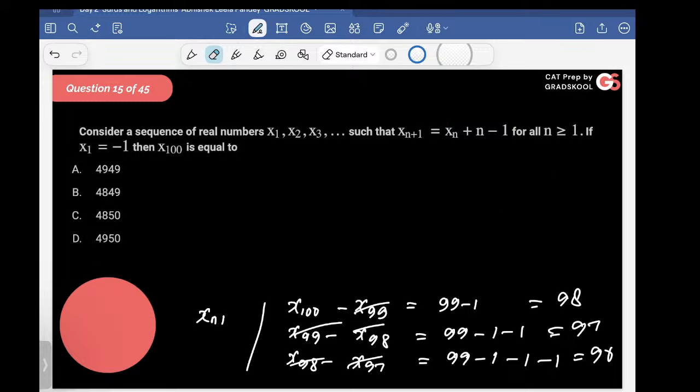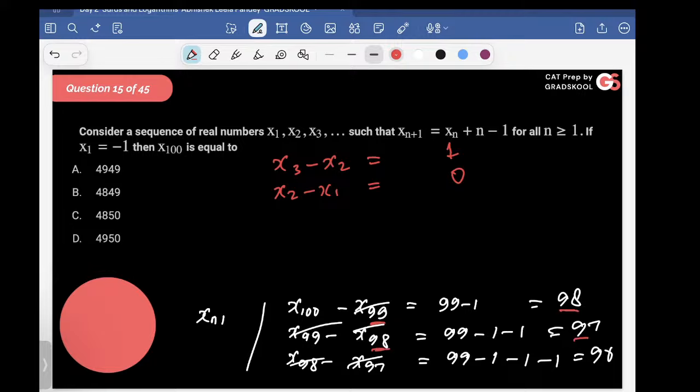शायद समझ में आ चुका होगा. आखिरी में एक टर्म आएगा x2 माइनस x1, एक x3 माइनस x2 आएगा. करते रहे ऐसा. तो is that right? Do you understand that? This would be 2 and this would be 1. नहीं, this will be 1 and this will be 0. देखो, यहाँ 99 है तो यहाँ 98 है. 98, 97, 97, 96. So 2 पे 1, 1 पे 0.